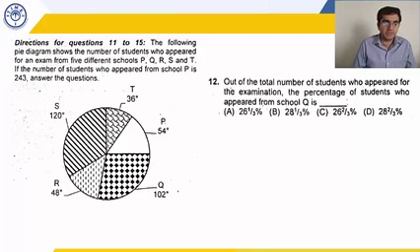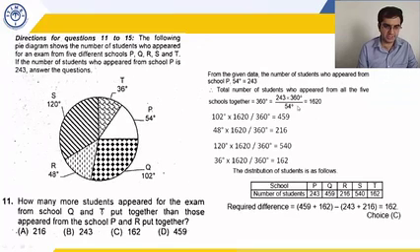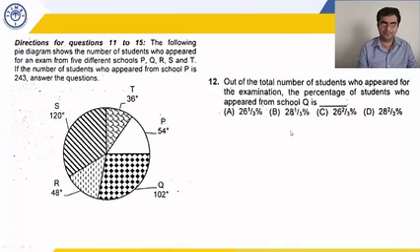See what some of you might have done. You already have the total 1620 and you have the people who appeared from school Q, which is 459. So the percentage of students appearing from school Q, some of you would have written as 459 divided by 1620 into 100. It's a proper calculation. It's going to take some time to do, and you may need a calculator. But it simply needs a percentage.